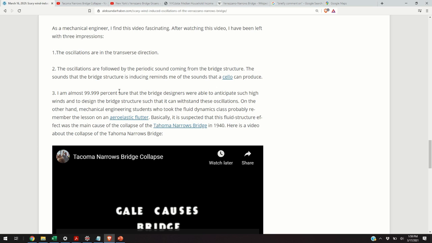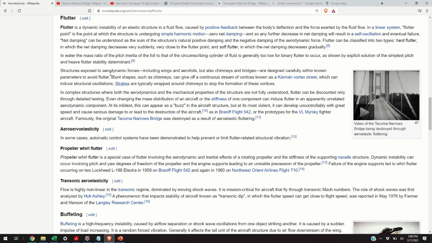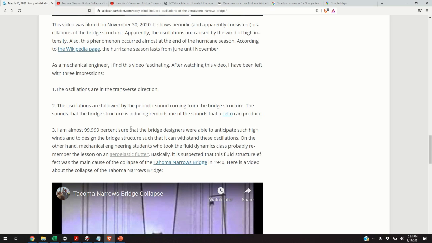So, it is apparent that these oscillations are induced by wind of high intensity. However, I believe that there is some fluid-structure interaction that is creating these oscillations and that sustains them. All I know is that mechanical engineering students in the fluid dynamics class are learning about aeroelastic flutter. And here's a Wikipedia page about aeroelastic flutter. My understanding is that the forces that are induced by aeroelastic flutter are responsible for the collapse of the Tacoma-Narrows Bridge in 1940.